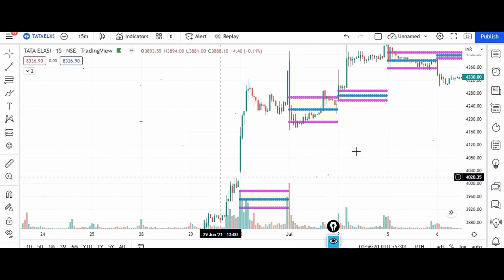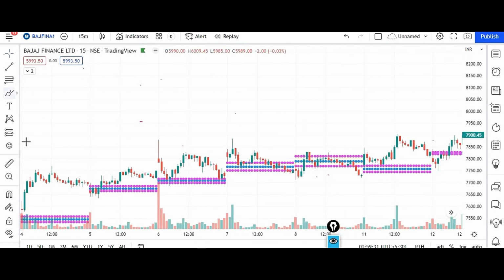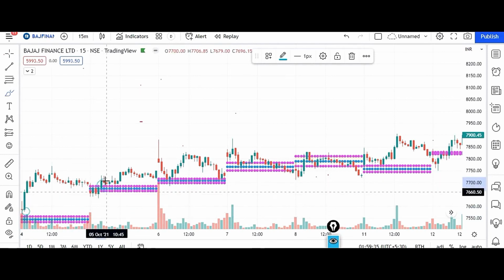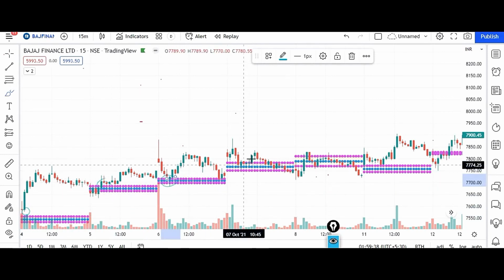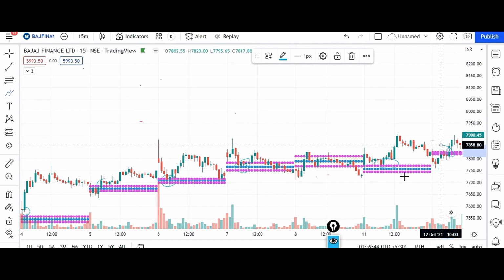Let's figure out more ascending CPRs and descending CPRs. Here you see Bajaj Finance. Here you can enter, here you can enter, and here you can enter.